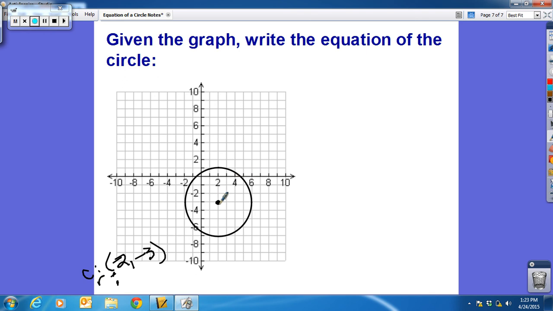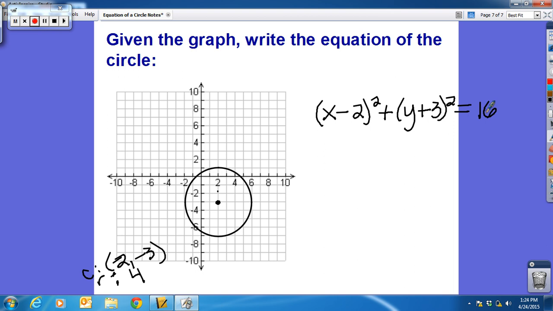So the radius here we can see is 1, 2, 3, 4. And you could do it in every direction just to check. Yes, it's 4 in every direction. So that means my equation would be x minus 2 squared plus y minus negative 3, so y plus 3, squared, is equal to the radius squared. And if the radius is 4, 4 squared would be 16.